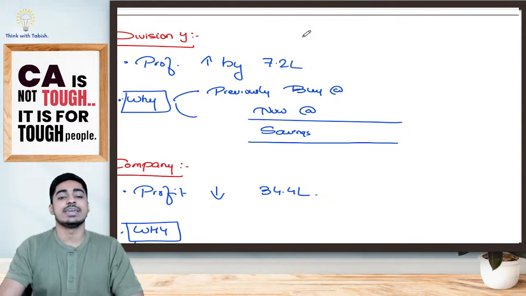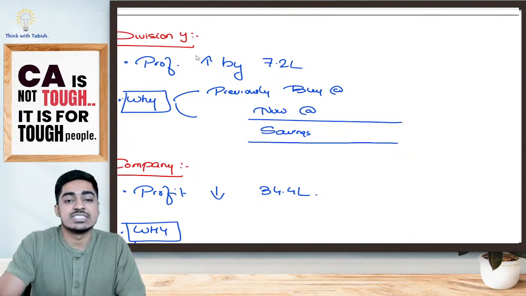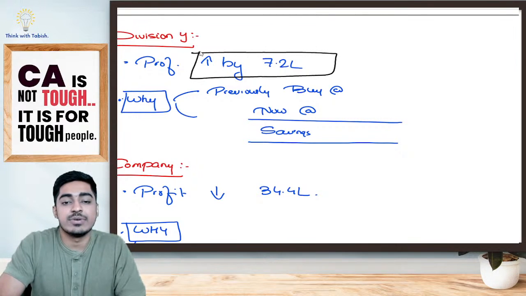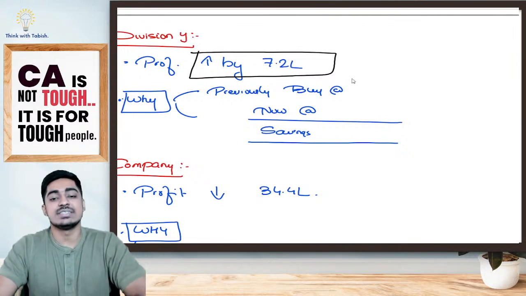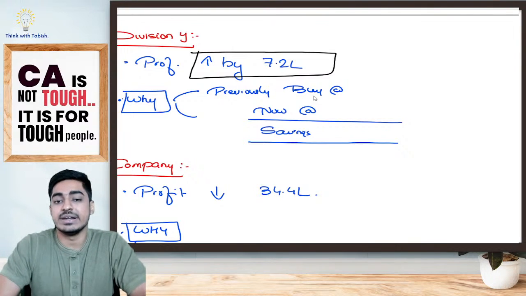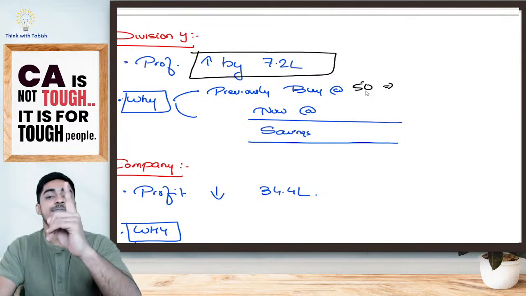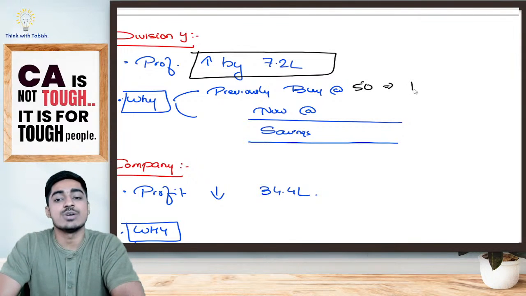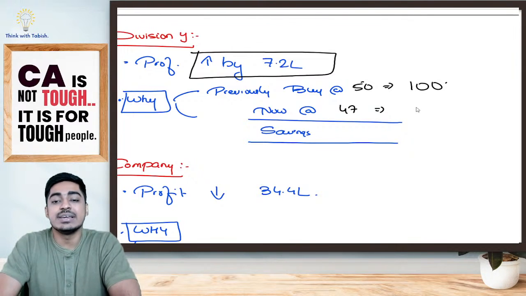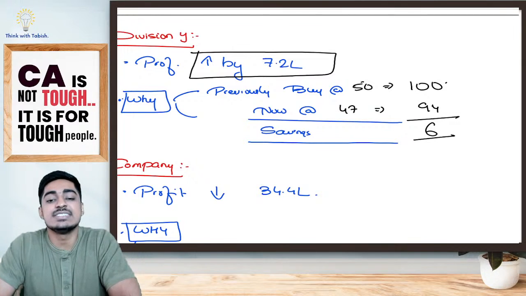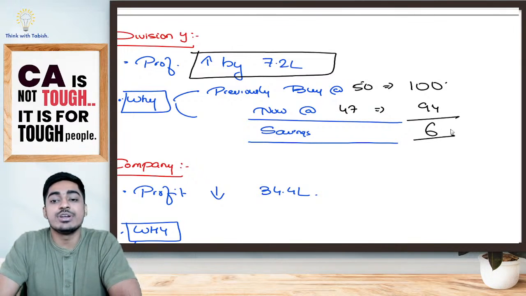Now for division Y, what happened? The profit went up by 7,20,000. Why? What used to happen? Previously, I used to buy the component at the rate of 50 rupees. That is, for every finished good, I wanted two components, I was paying 100 rupees. But now I'm getting it at 47 only. That is, for two components, I'm incurring 47 into 2, 94 rupees only. That is, I'm saving 6 rupees for 1 unit of finished goods.